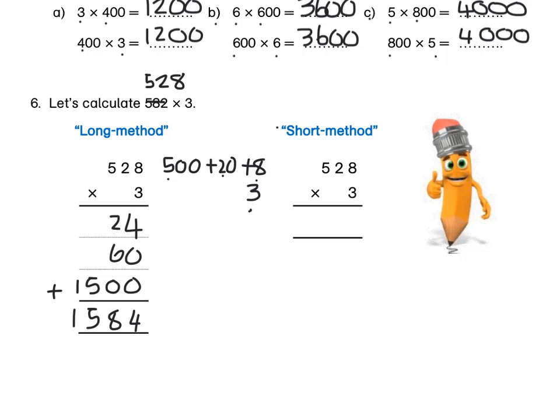Using the short method, we're just going to look in the place value columns. 3 times 8 is 24. 3 times 2 tens is 6 tens, plus another 2 tens is 8 tens. And 3 times 500 gives 1500. And we get the exact same answer as before.